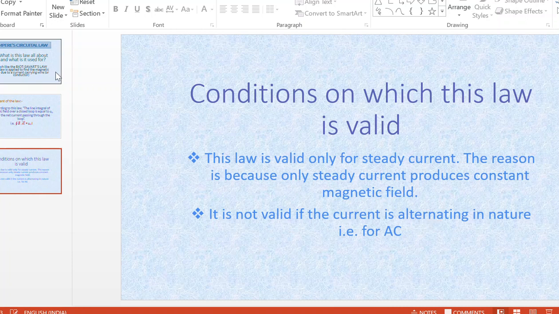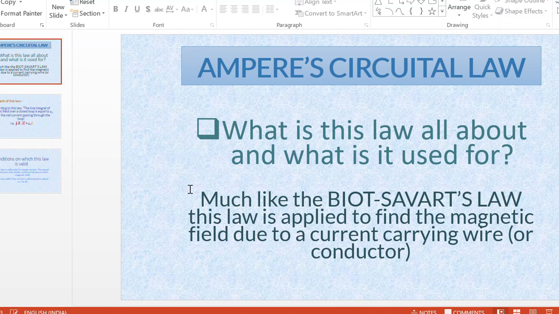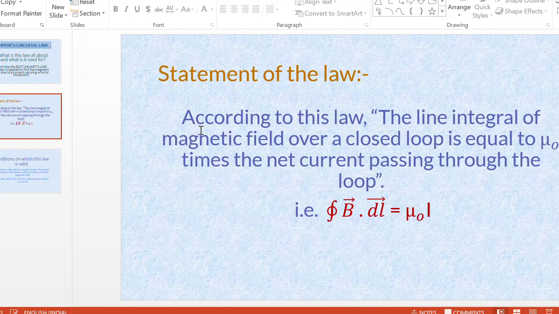So Ampere's circuital law is like the Biot-Savart law. The statement is this, mathematically: integration of B dot dl. What is this circle? I think you know this. You have seen this kind of integration before when we applied Gauss law. You remember? This is called a closed integral. So your B dot dl is called the line integral. Why is it called the line integral of magnetic field? Because you are integrating with respect to length. The line integral of magnetic field is equal to mu naught times the current passing through the loop.